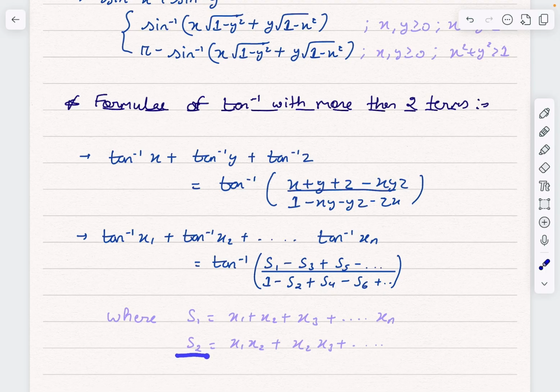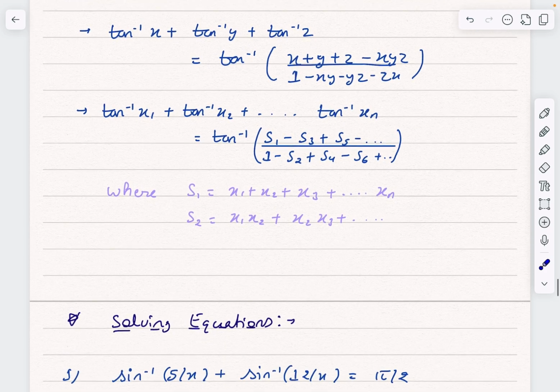What is s2? Sum of terms taken two at a time: x1 x2, x2 x3, x3 x4, like all the possible combinations that we can get of two terms. We have to add them all. Similarly, in s3, three terms at a time, s4, four terms at a time, and so on. Again, rarely we use it. Just for the sake of completion of the topic, I have written it here.